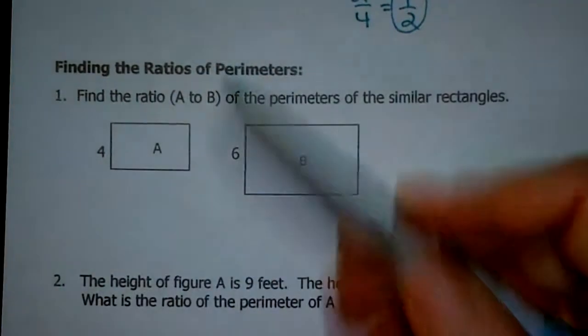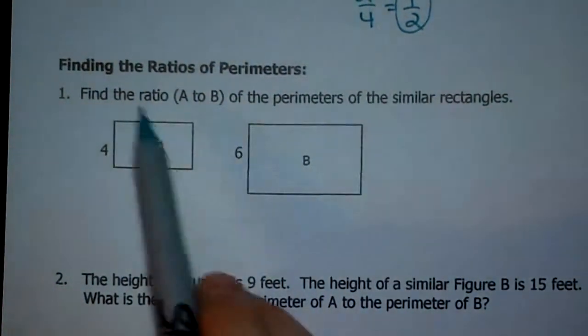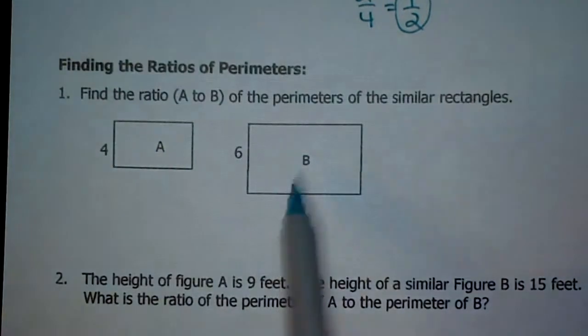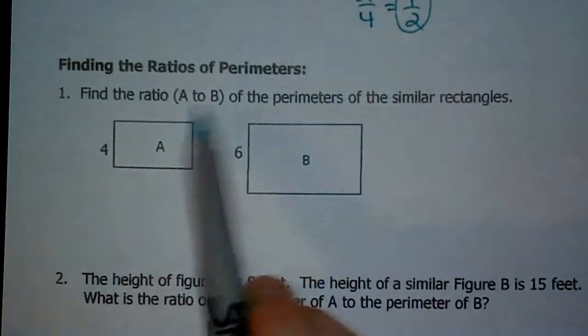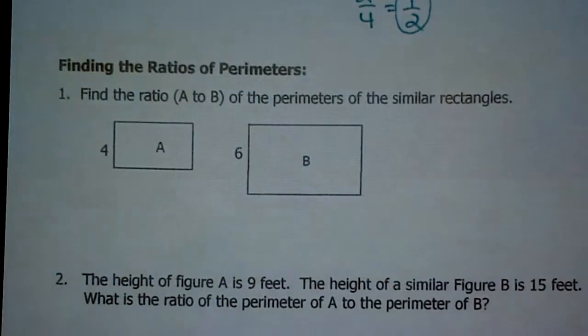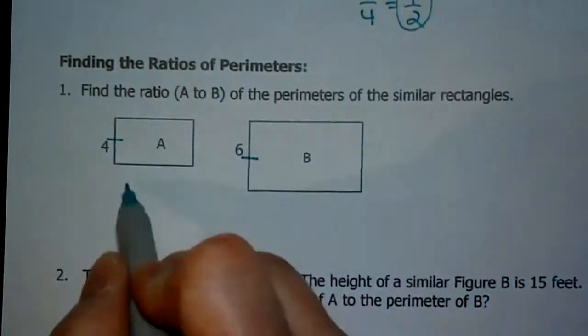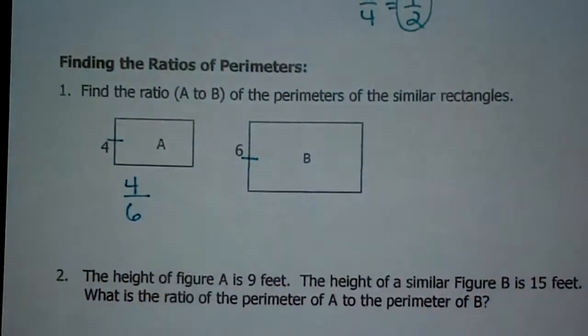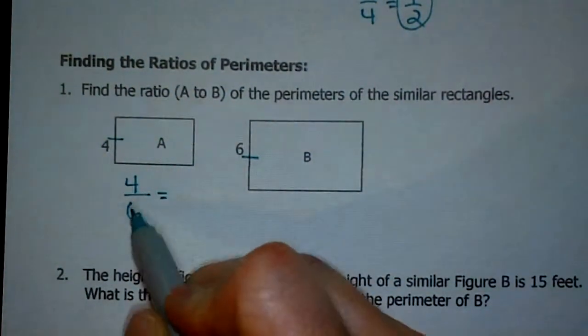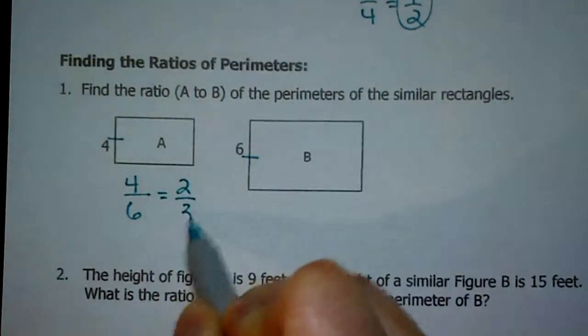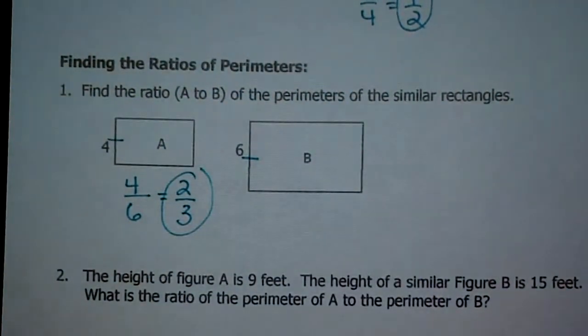Alright, so this first one is all about finding the ratio of the perimeters. It says find the ratio from A to B, because it would be a little different if we went from B to A, so pay close attention to that, of the perimeters of the similar rectangles. Now up here it says that the ratio of the perimeters is equal to the ratio of their corresponding side lengths. So I'm going to show you how easy this is. 4 and 6 correspond, right? And if I want from A to B, I'm going to put the 4 on the top, which is A, and the 6 on the bottom, which is B. I need to simplify that always. So the GCF of 4 and 6 is 2. 2 goes into 4 twice. 2 goes into 6 3 times. That's your answer. That's it.